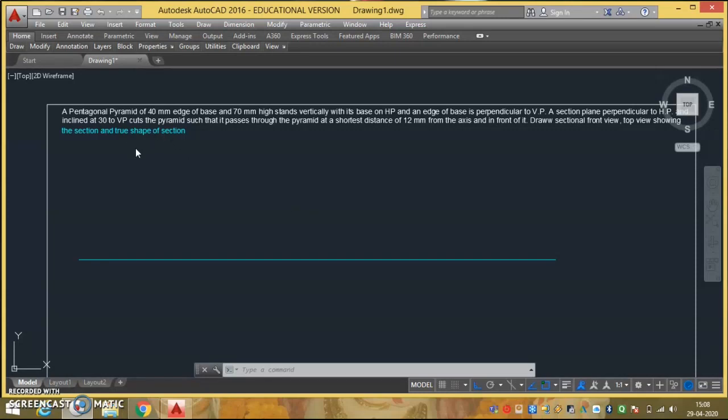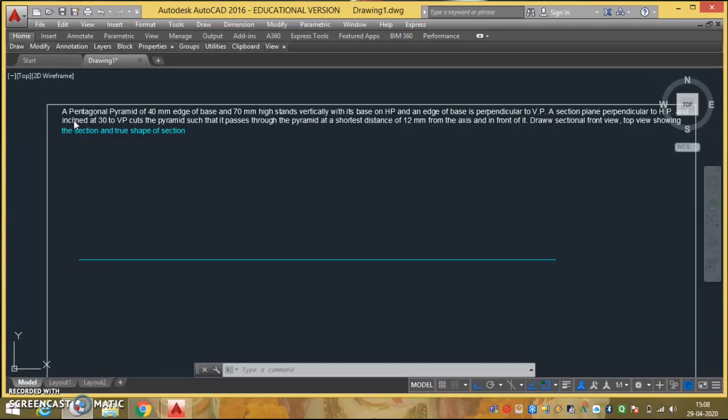Hello all. Today we'll see how to solve the question of section of solid and development of lateral surface. The question goes like: a pentagonal pyramid of 40 mm edge of base and 70 mm high stands vertically with its base on HP and edge of the base perpendicular to VP.